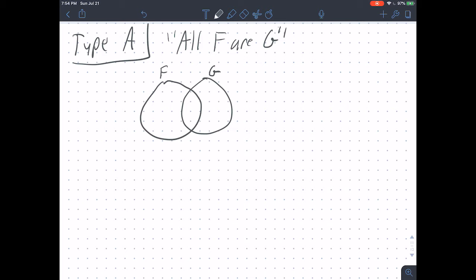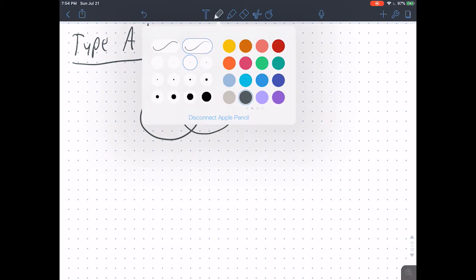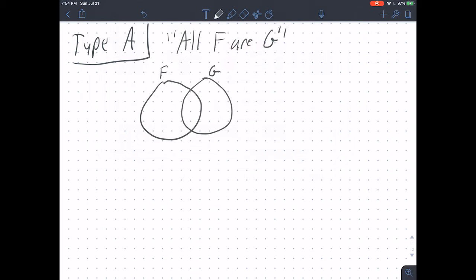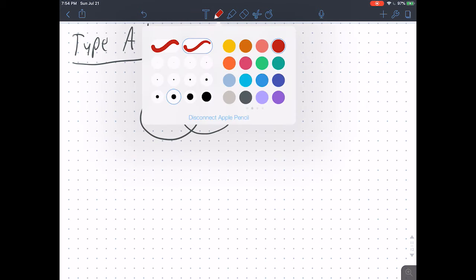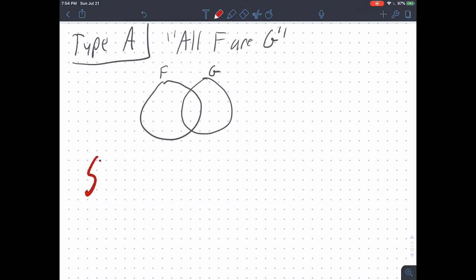And so how we would indicate the sentence all F are G is we shade. So when we shade here, this is a little weird, and you have to keep track of it. And there's a reason we have to do it this way. We can't switch it up. So let me just write this because it's important. Oh, whoa, way too big. Okay. So shading indicates emptiness.